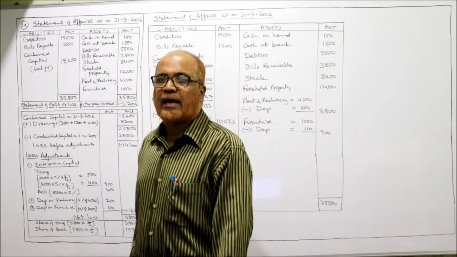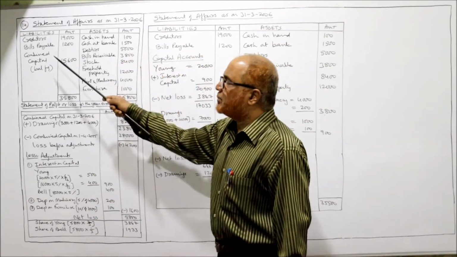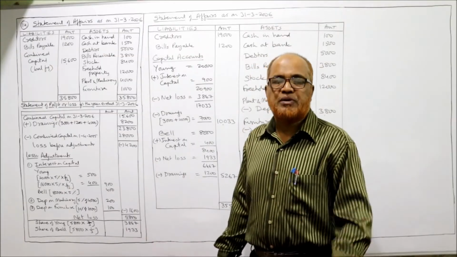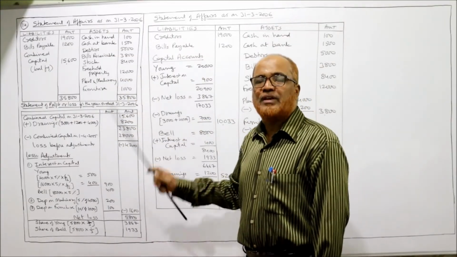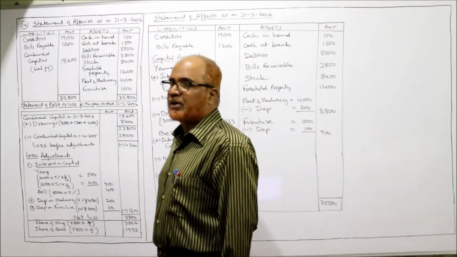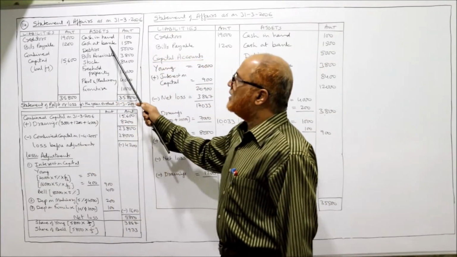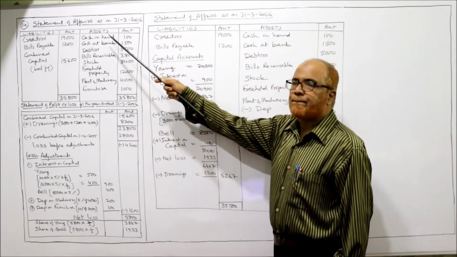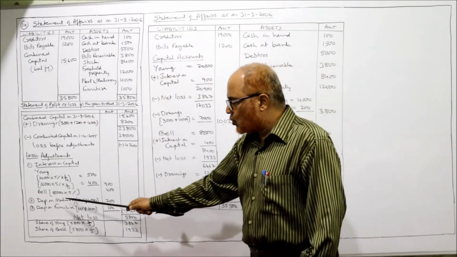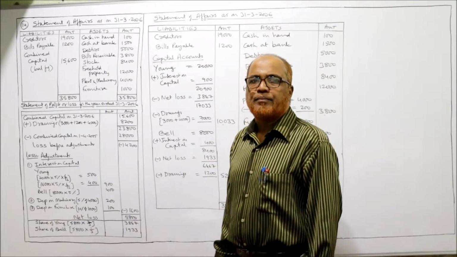It is asking you to calculate the statement of affairs. Here also, the statement of affairs we have prepared, but without adjustment. Now with the adjustment, what is the statement of affairs? See here, cash in hand, cash at bank, debtors, bills receivable, stock, no change, because we have made the change only in machinery and furniture.